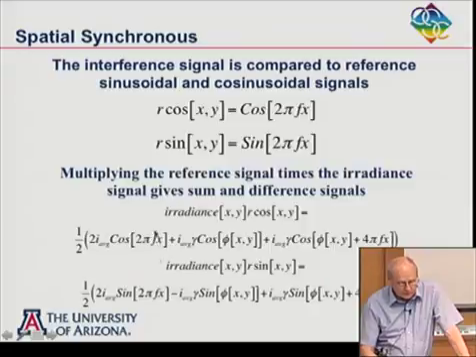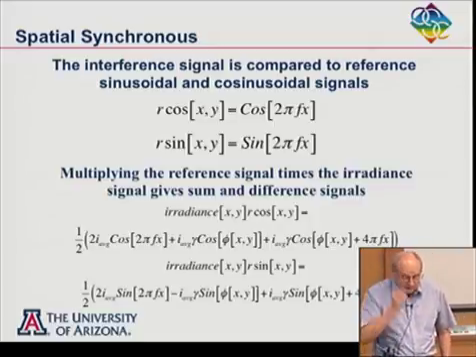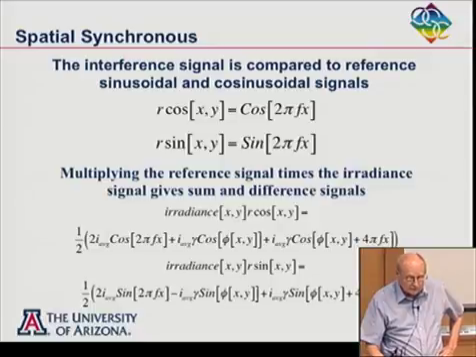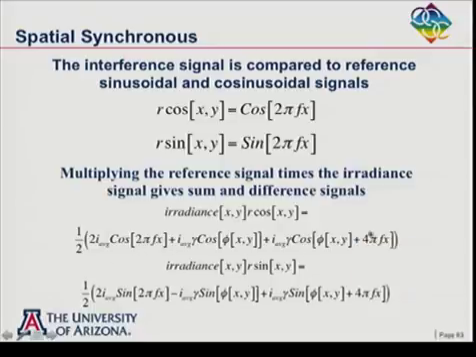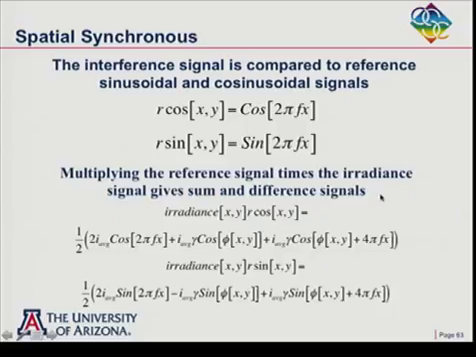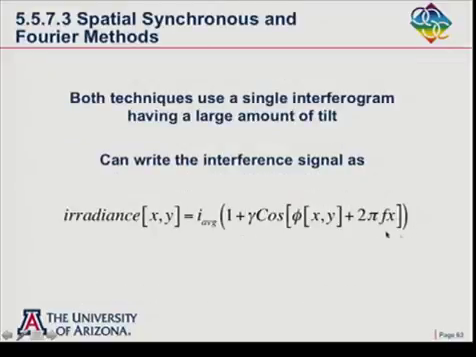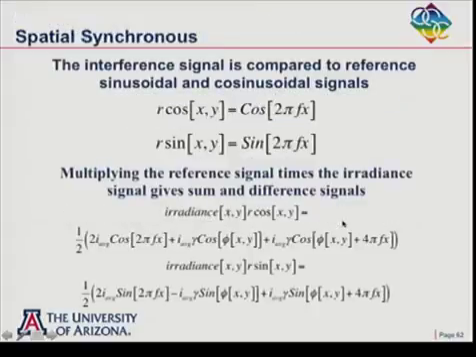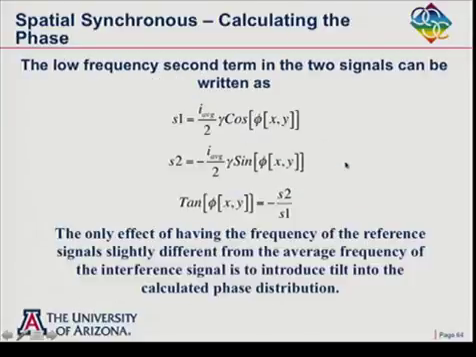The high frequency terms here, we're going to filter out in the software, or sometimes people do this electronically. We filter out the high frequency term and the really high frequency term over here, and we're left with just a sine and a cosine. Now, as I said before, if the tilt is a little bit different, so the 2 pi fx there is a little bit different from what we multiply by, the cosine of 2 pi fx and sine of 2 pi fx, the only effect will be that the difference signals will be a little bit different, and we'll end up with a little tilt in the final calculation.